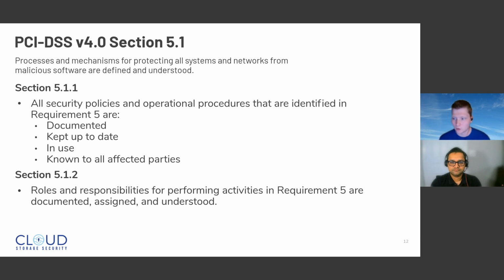In particular, this is a training exercise, and it's very important to make sure that when we talk about these security tools, both AWS and CSS, you have the processes that you take documented and make sure that all affected parties are appropriately trained and know what they're doing if an incident were to arise. Section 5.1.2 documents that roles and responsibilities for performing these activities need to be documented, assigned, and also understood. So dividing responsibilities, a structure, and also an incident response plan is contained in this section.